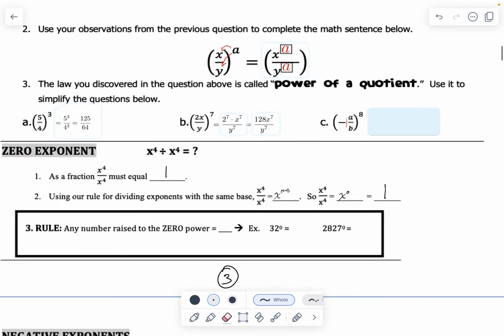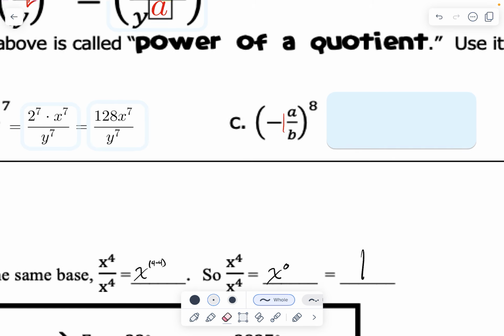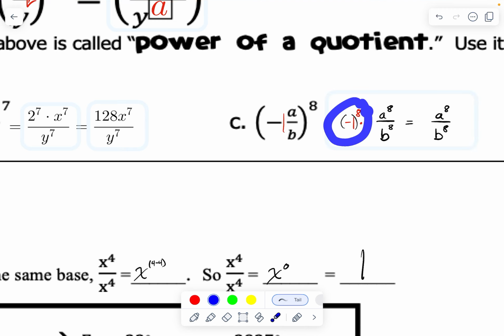And then finally c, again, I'm going to pull out that negative 1. I'm going to raise that to the 8th. And then I will raise a to the 8th and b to the 8th to end up with, all those negative ones cancel each other out to become positive, and then I'm left with a to the 8th over b to the 8th.